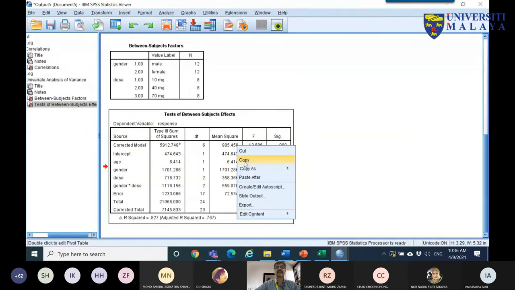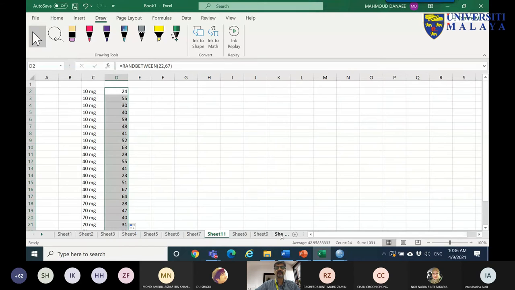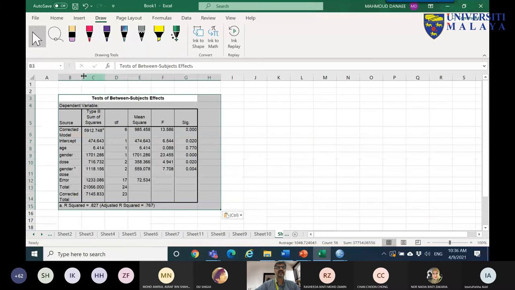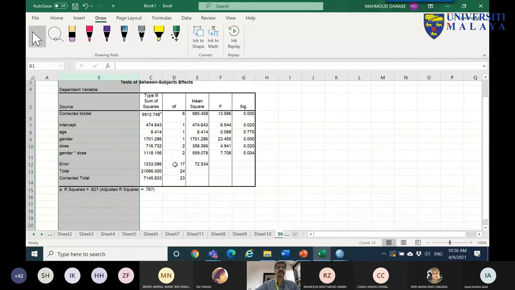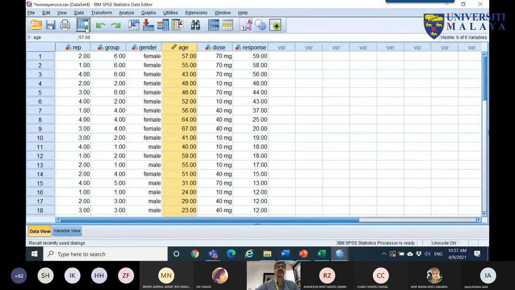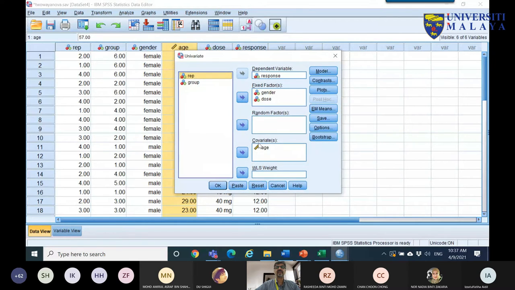When you run this analysis, let me copy this table. So as can be seen here, the age, is there any significant effect of age on outcomes? No. But sometimes, if age is significant, you can still keep it in the model and correct your model based on this covariate in the analysis. As you can see here, I put the age as a covariate.